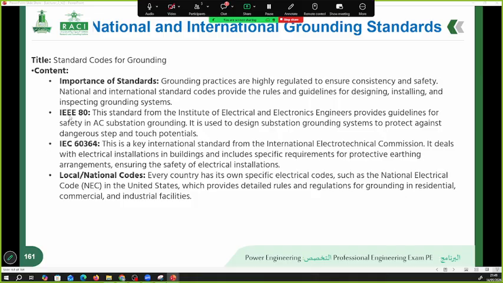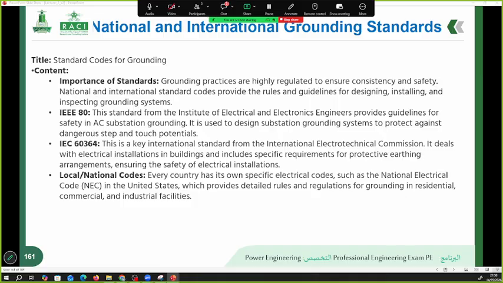So we have IEEE 80, and this is a standard from the IEEE focusing on the design of a grounding system for AC substations. We have IEC 364. This is a comprehensive international standard from the IEC. It addresses the safety of electrical installations within buildings and is widely adopted globally.